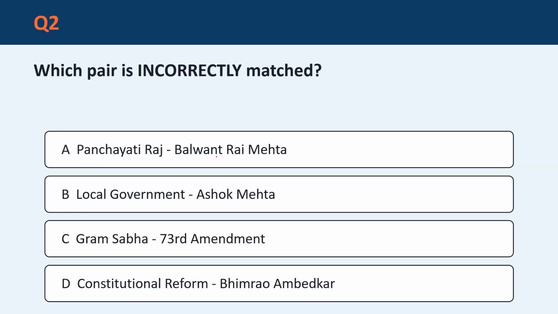Panchayati Raj: Balwant Rai Mehta was the important person behind Panchayati Raj formation. Then local government, it's Ashok Mehta. A lot of committees need to be remembered, right? So in the case of local government, you can remember Ashok Mehta. And Gram Sabha is after the 73rd Amendment in the Constitution. So you can remember these correct answers also.